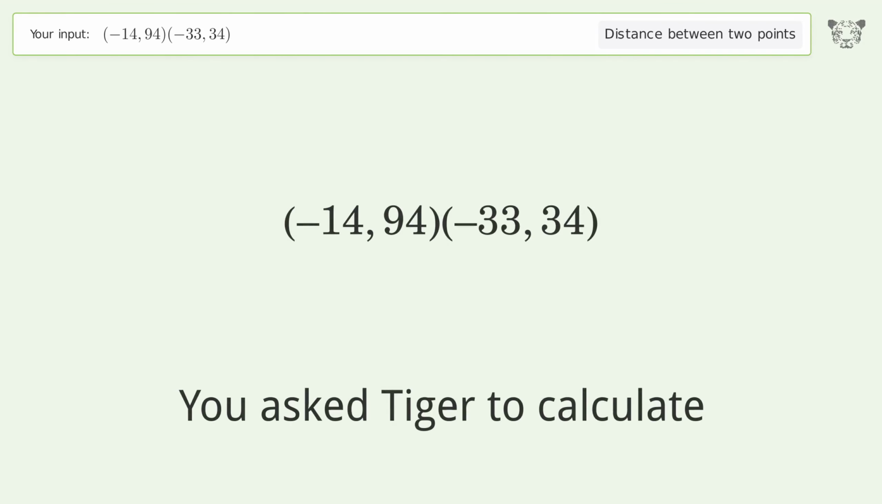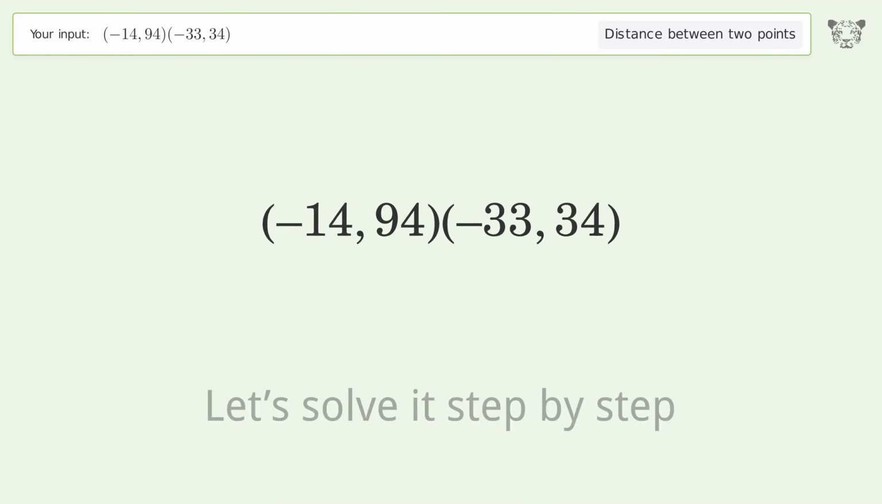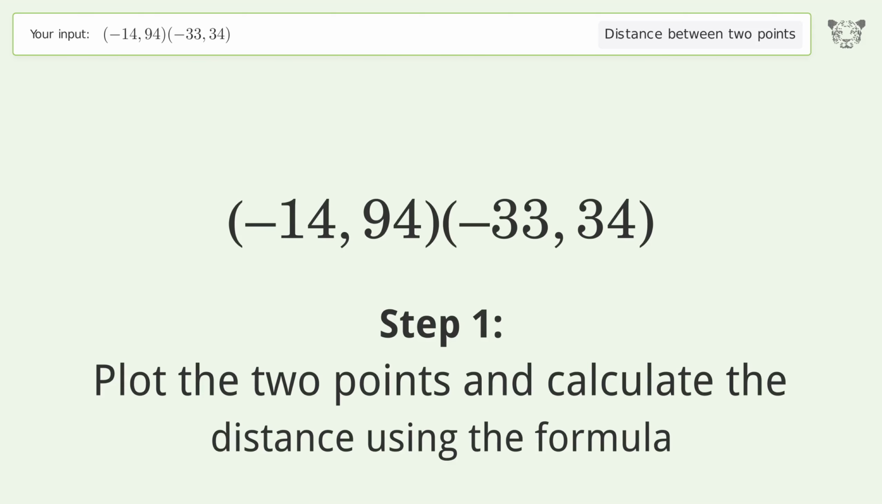You ask Tiger to calculate. This deals with the distance between 2 points. The distance between the 2 points is the square root of 3,961 or 62.936. Let's solve it step by step. Plot the 2 points and calculate the distance using the formula.